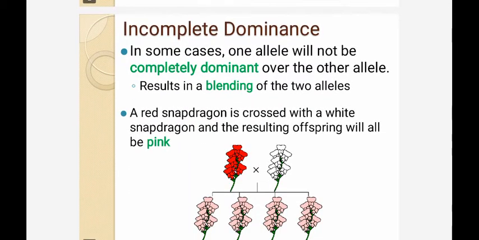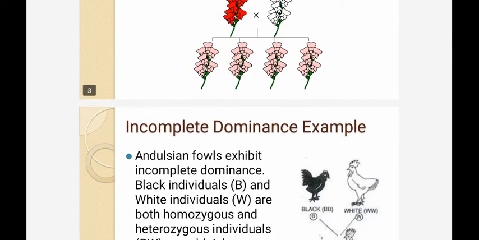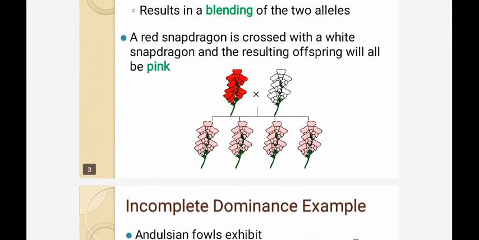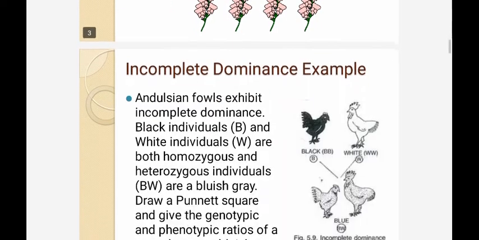First, incomplete dominance. In some cases, one allele will not be completely dominant over the other. So what happens is a blending of the two alleles. A red snapdragon is crossed with a white one, and the resulting offspring are all pink in color. See, very clearly you can understand. This is incomplete dominance.